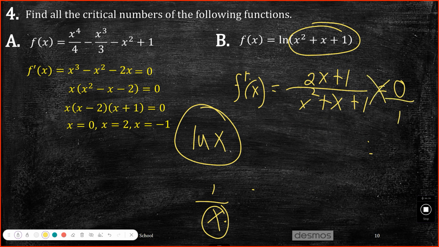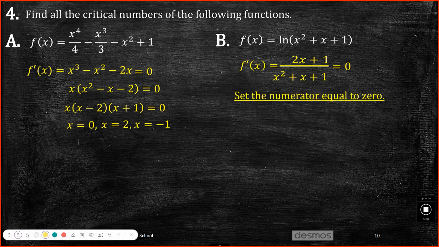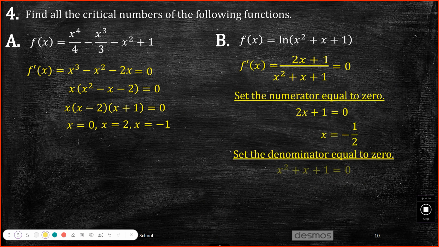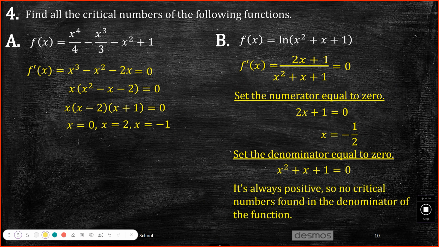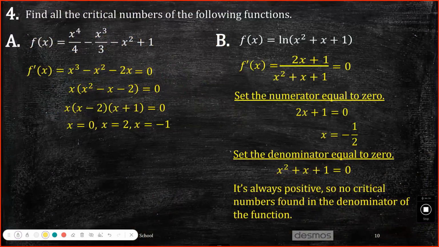So we cross multiply here. So it'll be 2x plus 1 equal to 0. So x equals what? Negative 1/2 is the only critical number. All right, we're done here. So that is it.